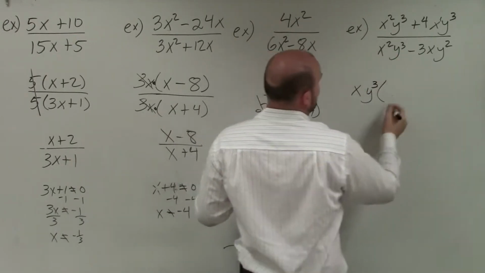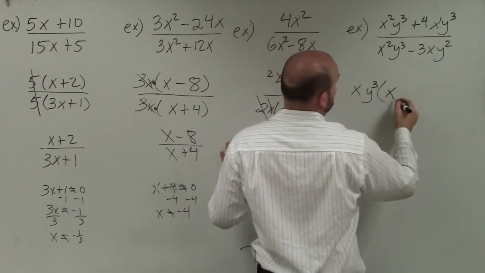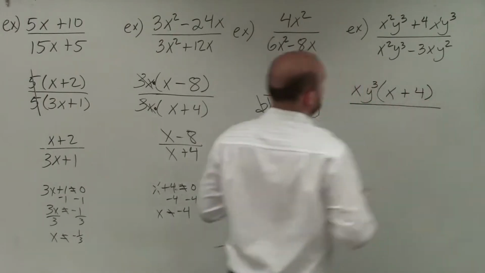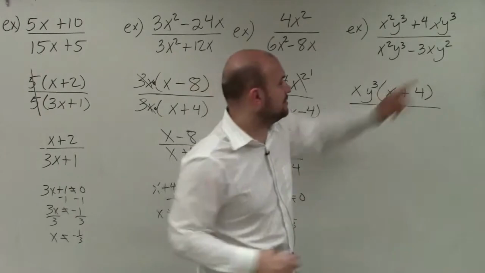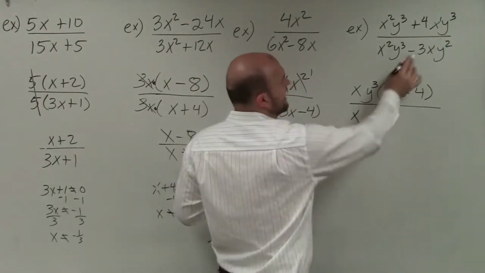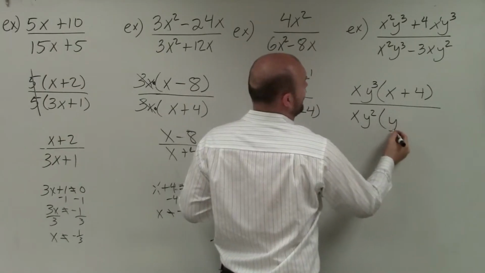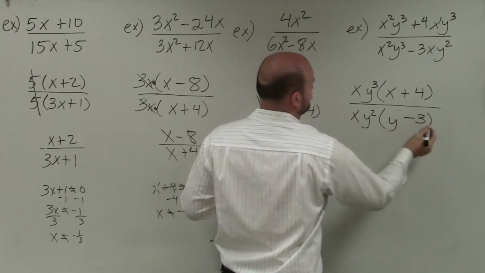When doing that, I am left with an x plus 4. Then I go ahead and look at my denominator. And again, I can only pull out an x. And I can pull out a y squared. And when doing that, I'm left with a y minus 3.